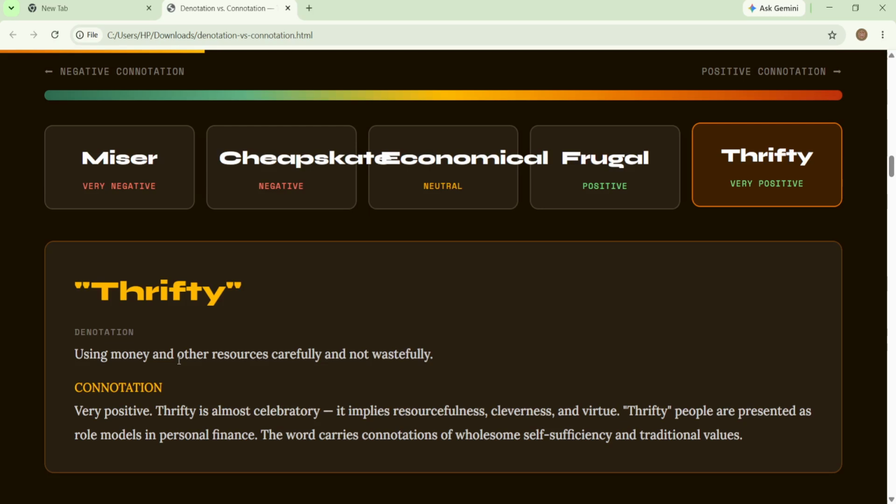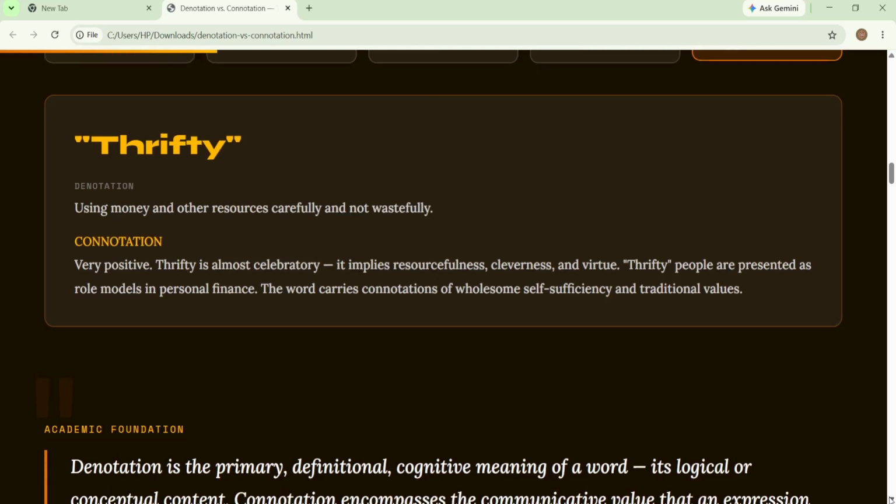Next one is thrifty. The denotation meaning is using money and other resources carefully and not wastefully. The connotation is very positive, almost celebratory. It implies resourcefulness, cleverness, and virtue. These people are presented as role models in personal finance. The word carries connotations of wholesome self-sufficiency and traditional values. Well, these are the words and the range according to the meaning as negative or positive.